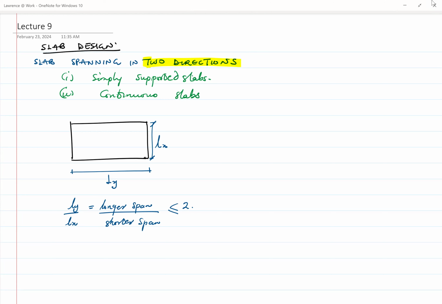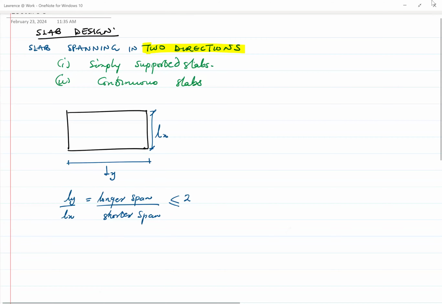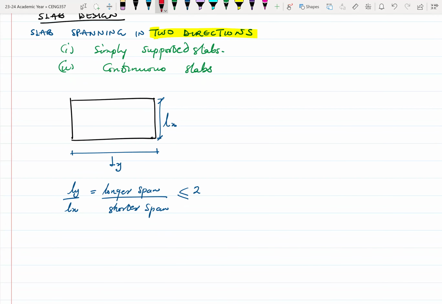So if it's less than or equal to 2, then our slab is spanning in two directions. And what it simply means is that conventionally, you would have beams. So these are beams. Let me use a different color. Let's go for green. So we have beams at the ends. Let me call this beam 1, this is beam 2, beam 3, and then we have beam 4. So these are the 4 beams at the periphery of the slab.